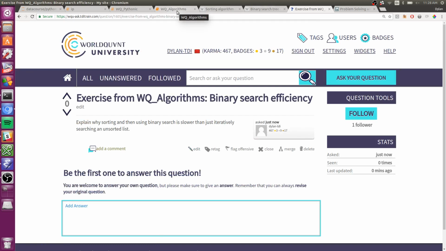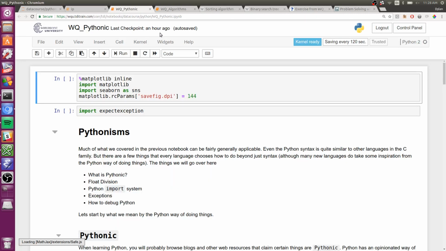Okay, so that wraps up the first lecture of this week. The next lecture, we'll be looking at this WQ Pythonic notebook.